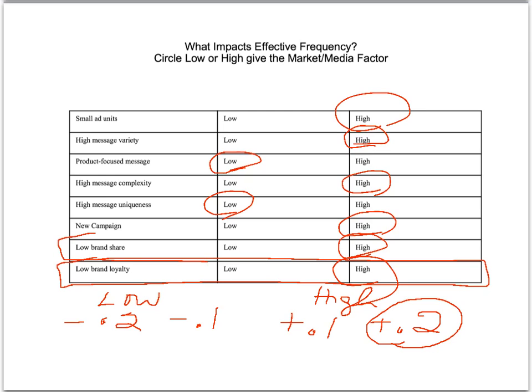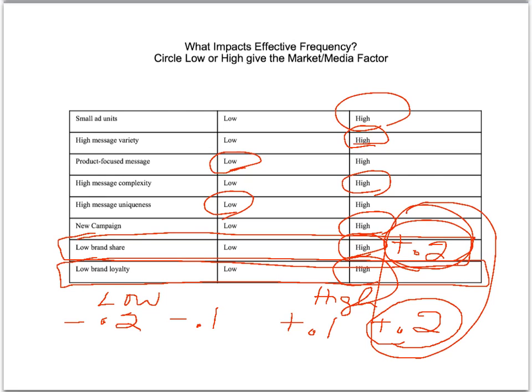And you do the same thing for low brand share. Again, if you circled a plus 0.2, then you would add these together and adjust your base frequency up 0.4 in order to give you your effective frequency. You do that for all of the market, media, and message factors listed in the Austro model in the slides for this week.